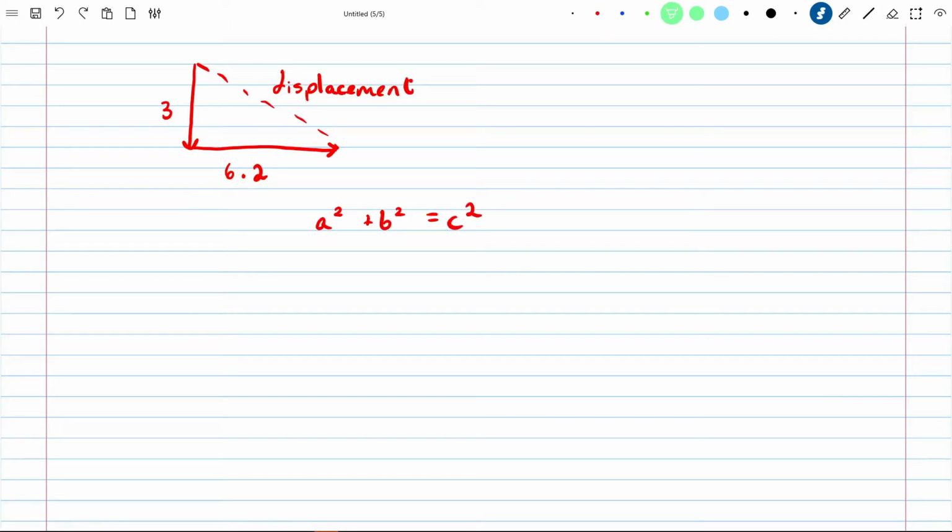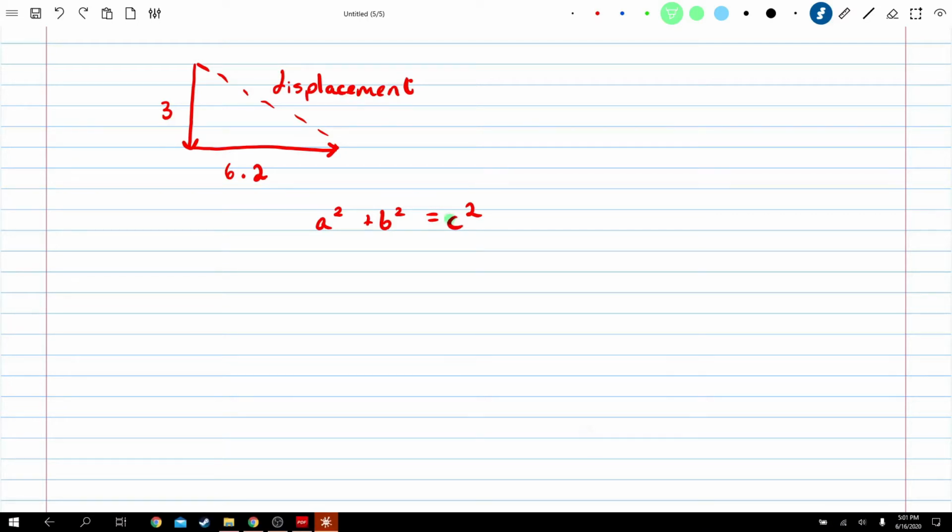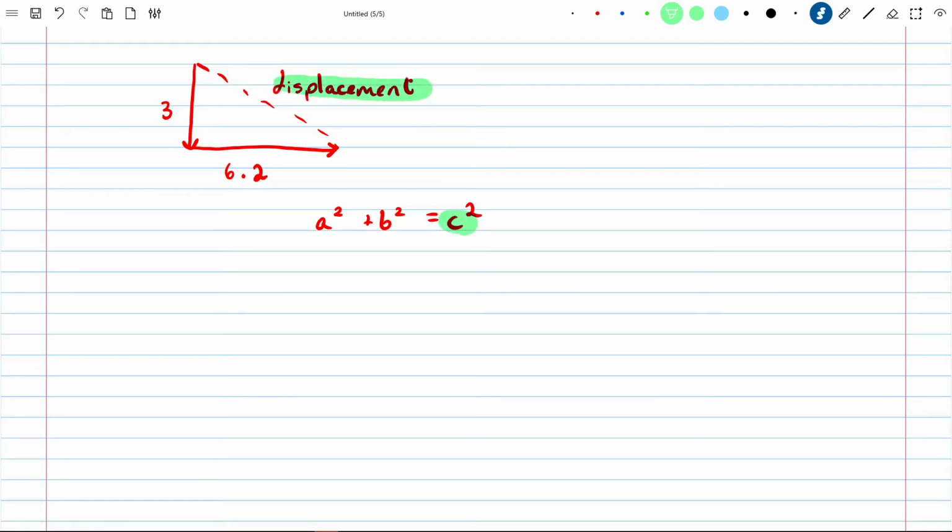Now, c is always going to be that longest side, which in this case would be the displacement. So it does not matter which side we let a and b be. So I'm going to make the 6.2 b and the 3 a, just because. Plug these in. 3 squared plus 6.2 squared is equal to c squared. That means c is equal to the square root of 3 squared plus 6.2 squared.